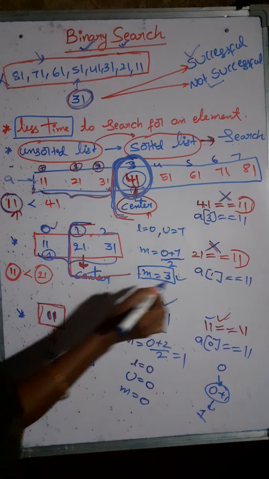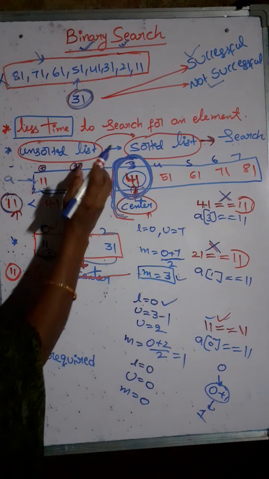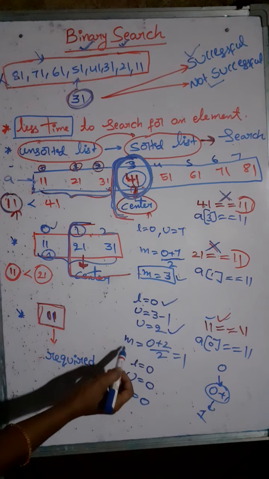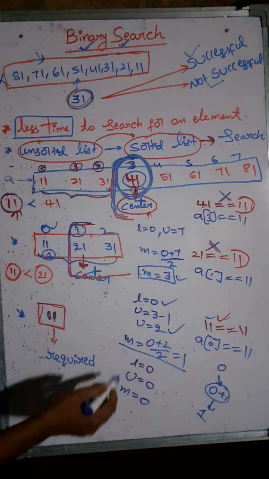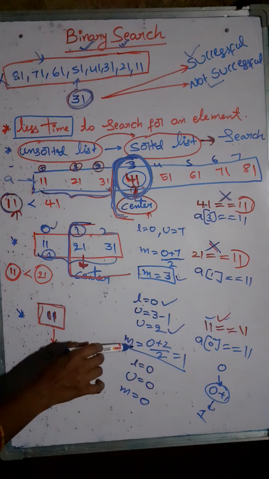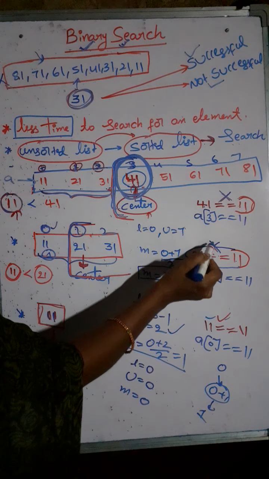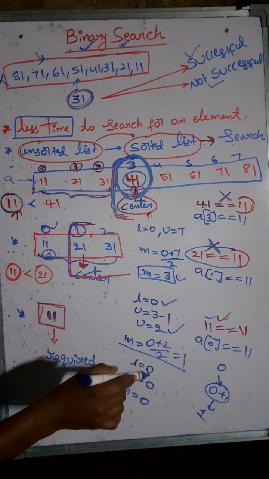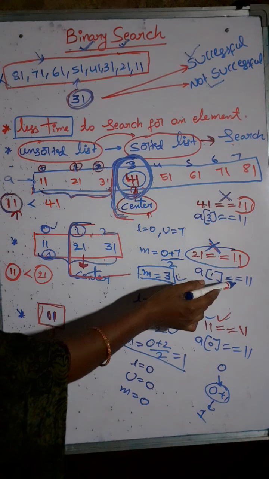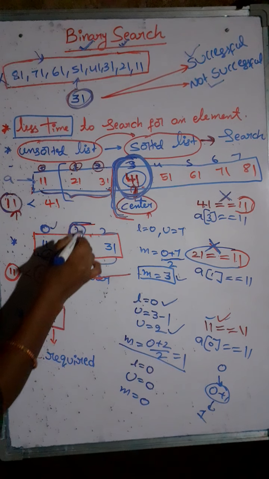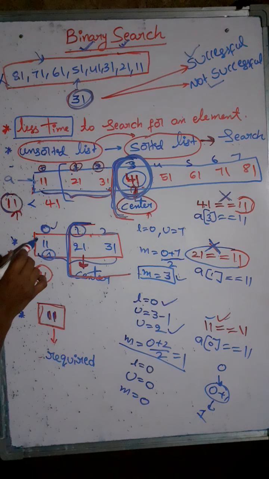So what is the lower bound? 0. What is the upper bound? Mid minus 1. So again the upper bound is 2. I have calculated the mid value. Again I should compare the mid value. What is A of mid? A of mid is nothing but 21. Is 21 equal to 11? No. If you observe, the required value is less than this mid. So we should not consider this part.